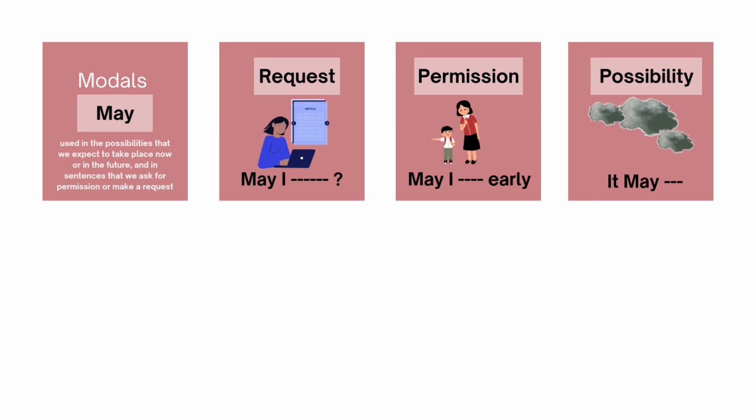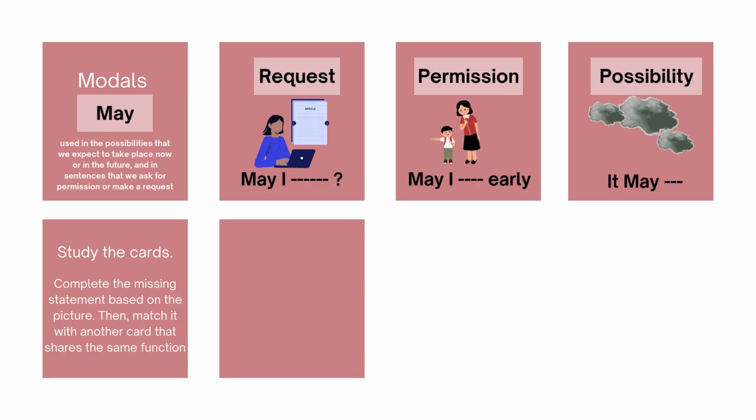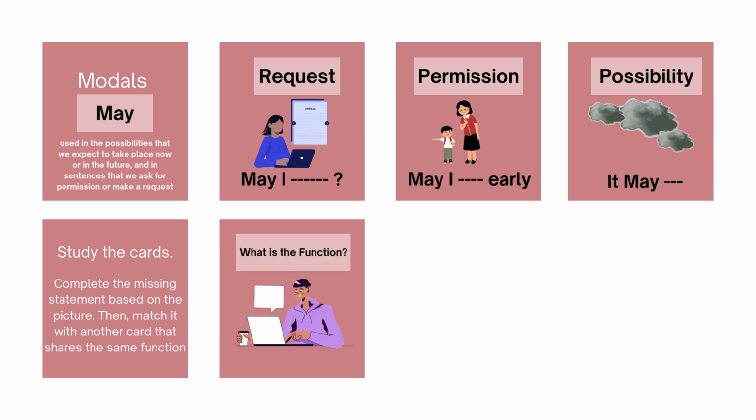Take a moment to study these cards. Now, let's complete the missing statements based on the pictures. You may go home after finishing your work. What's the function of may here? It shows permission to leave once the task is complete.